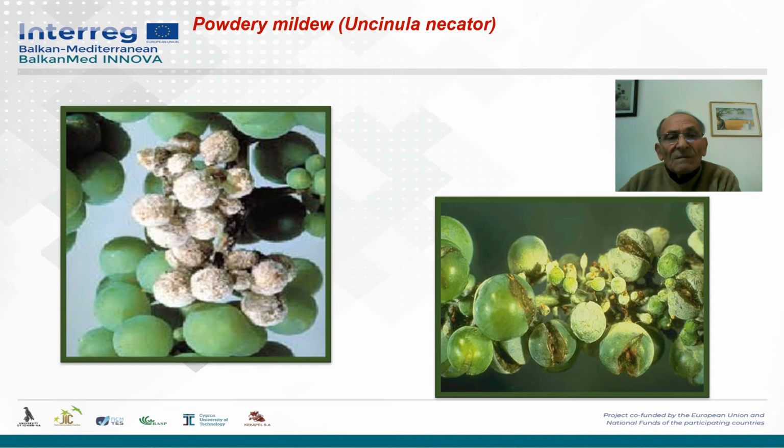Here we see the symptoms of powdery mildew, Uncinula necator, on the grape. We see here the berries are destroyed. We see here the white layer of the conidia on the surface of the berries.